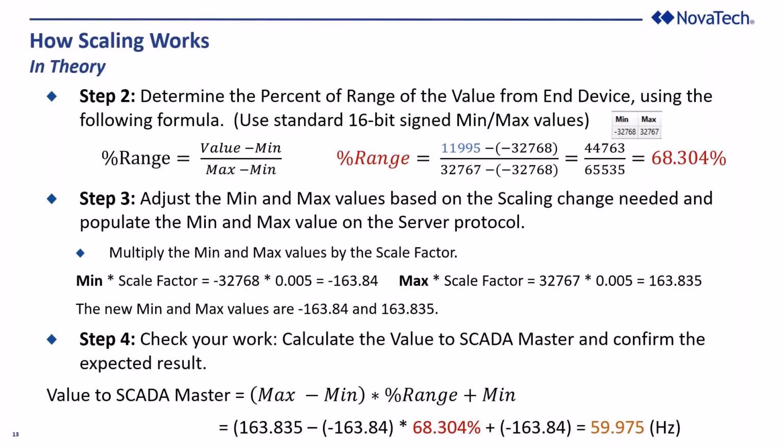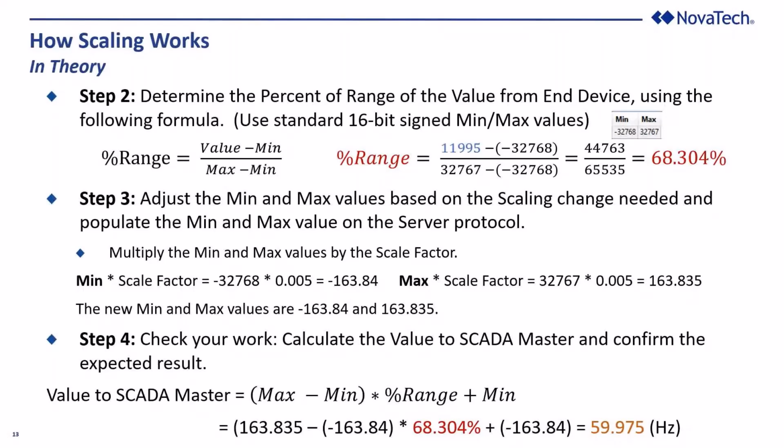To adjust the minimum and maximum values for the scaling on the server protocol, it's an even simpler calculation. You're going to multiply the minimum and maximum values in the server port by that scale factor, which was 0.005. So if we take the scales that are already populated in there for a minimum and maximum, negative 32,768 and 32,767, multiply those out by the scale factor, you'll get negative 163.84 and positive 163.835.